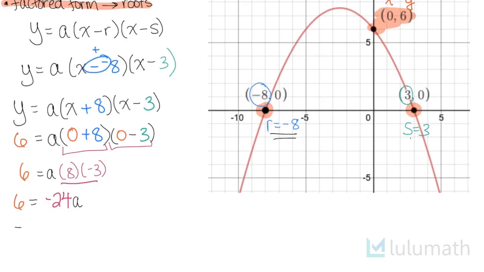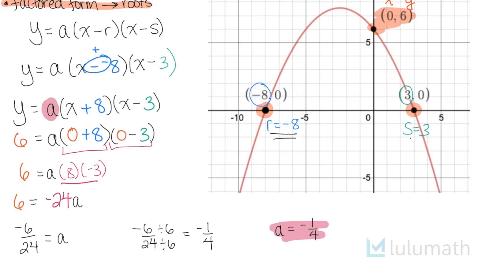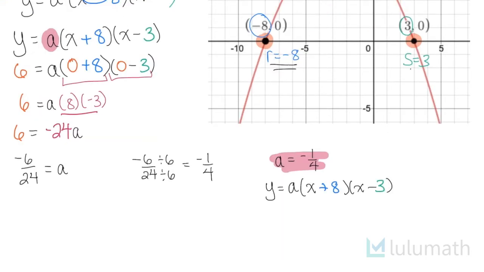So now we can say that negative 6 over 24 is equal to a, but for negative 6 over 24, both values are divisible by 6, so when I reduce it, I get negative 1/4. So here I can say a equals negative 1/4. And I can plug that negative 1/4 in here for this a value. So I can say y equals negative 1/4 multiplied by x plus 8 multiplied by x minus 3. But again, because we're asked to put this into standard form, I'm going to expand and simplify.